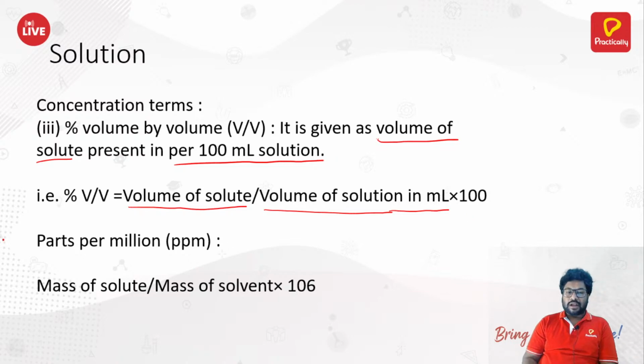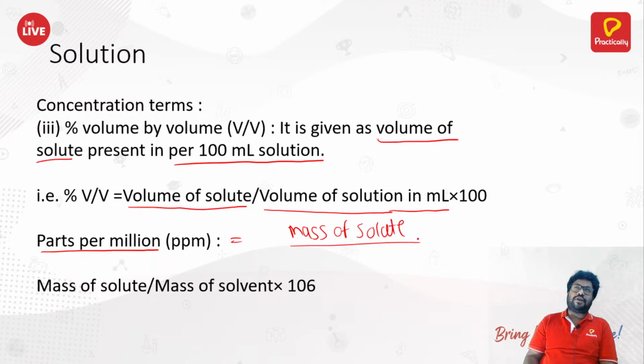And last, parts per million, ppm. The ppm term is used when the concentration of solute is very less, or I would say negligible. ppm is equal to, you can see here, mass of solute. We have used it once in one of our numericals in the earlier lectures. Mass of solute divided by mass of solvent, multiplied by 10 raised to 6.